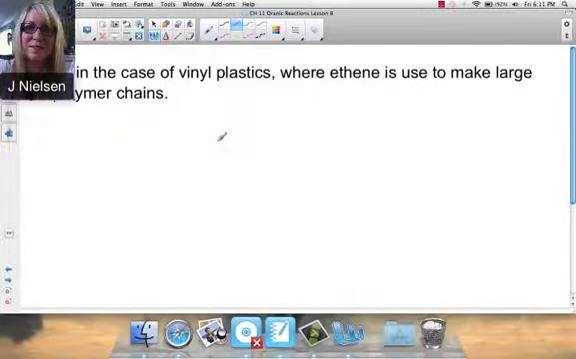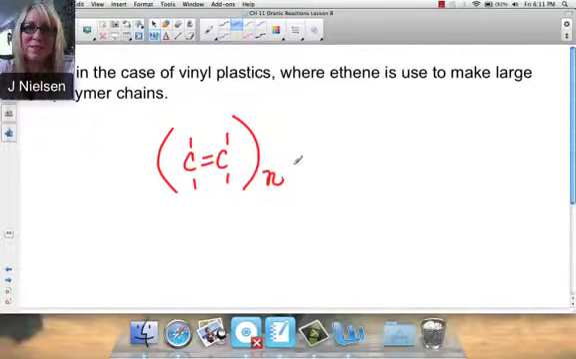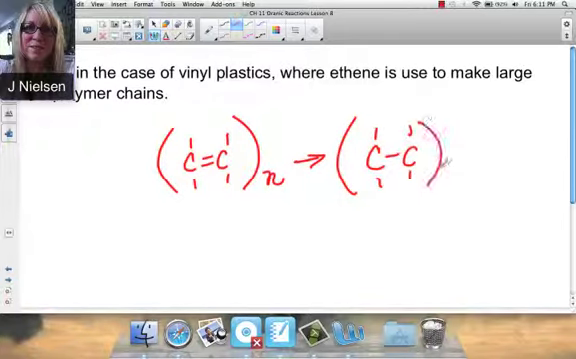In the case of vinyl plastics, ethene is used to make large polymer chains. Sometimes it's written like this. You'll just see one ethene molecule with an italicized N after it. And then you'll see the same molecule with the bond broken with an italicized N. And this N is equal to some very large number.